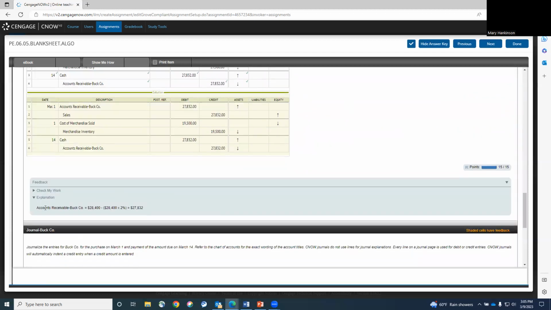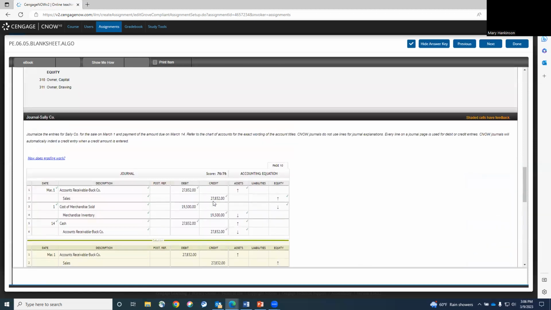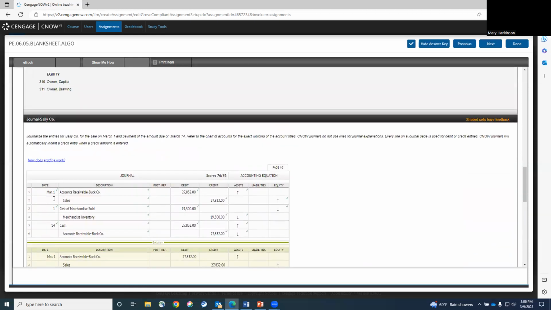All right, and I'm going to go ahead and show this really quickly. How to calculate the discount. So again, you'll take the total sale amount of $28,400 and multiply it by the 2% discount. And then you'll subtract that out again from the total amount of the sales transaction. So your discounted amount for the sale is $27,832. Again, if you are offering a discount to your customer, you are going to initially record your sales transaction, assuming all discounts were taken advantage of. Okay, so let's go up here and look at our March 1st transaction.